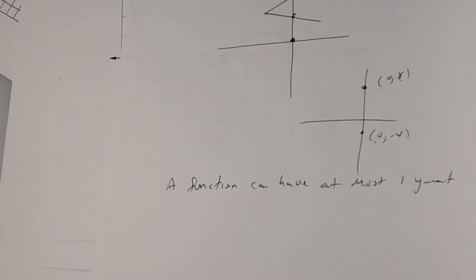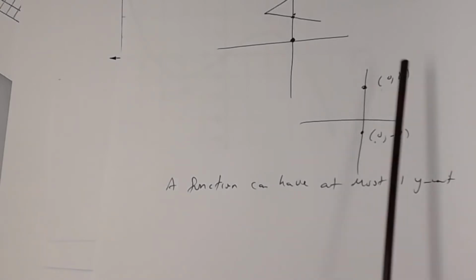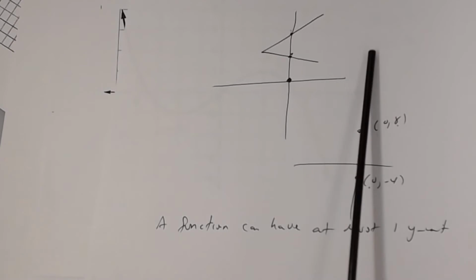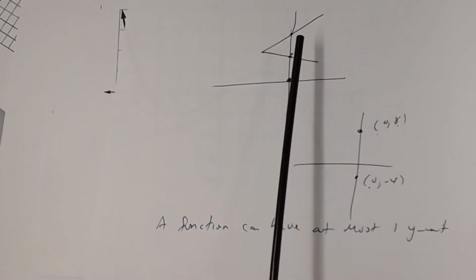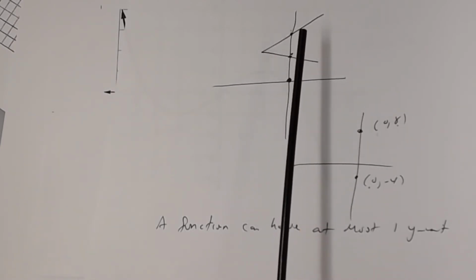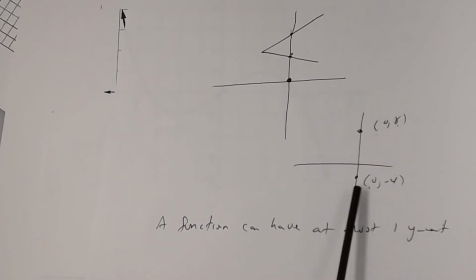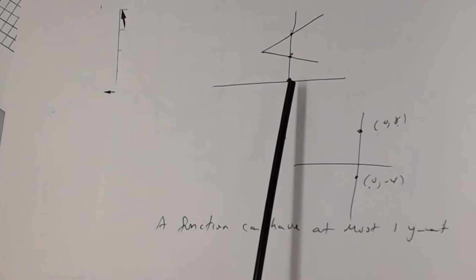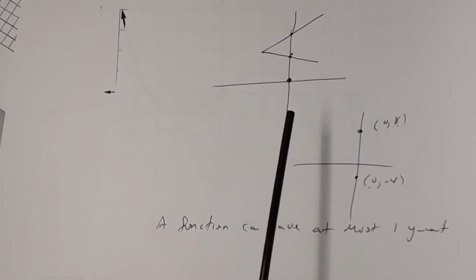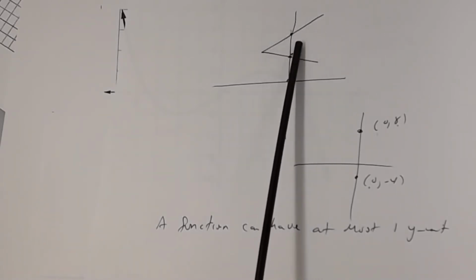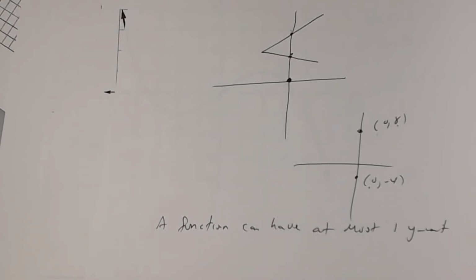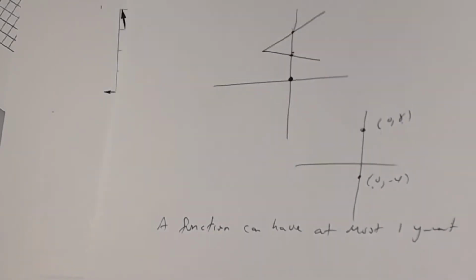Because remember, when a graph crosses the y-axis, what's my x value? 0. So if it has more than one y-intercept, then that x equals 0 is attached to multiple y values. All right.